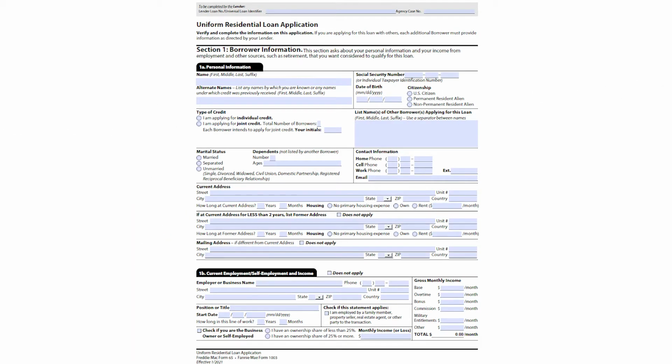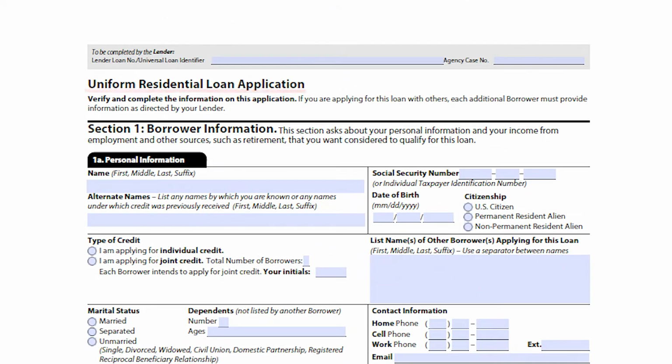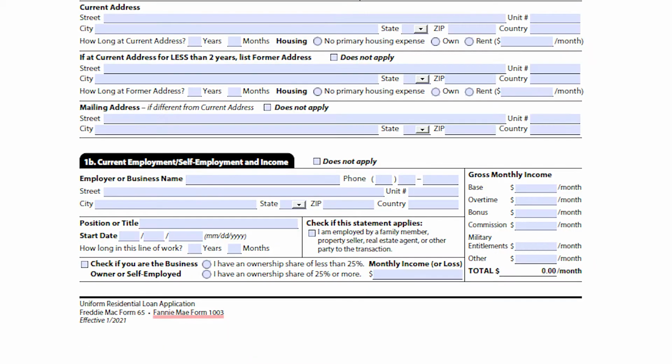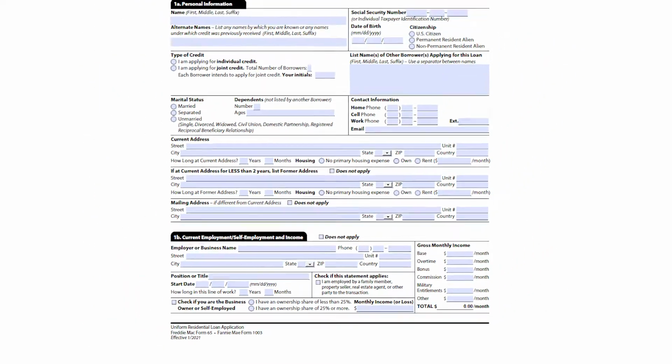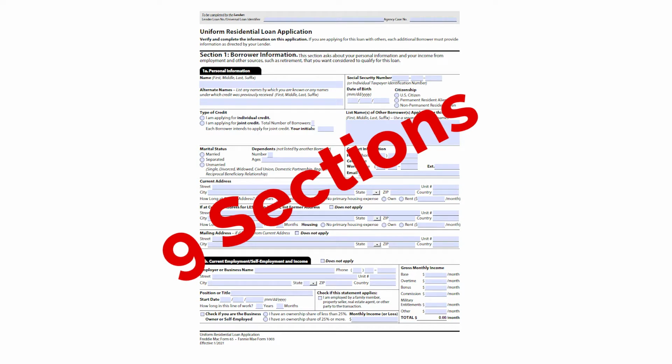In the mortgage industry, you will use a lot of forms. One of those forms is the Uniform Residential Loan Application, also known as the 1003. There are 9 sections to the loan application, and we will go through each one now.